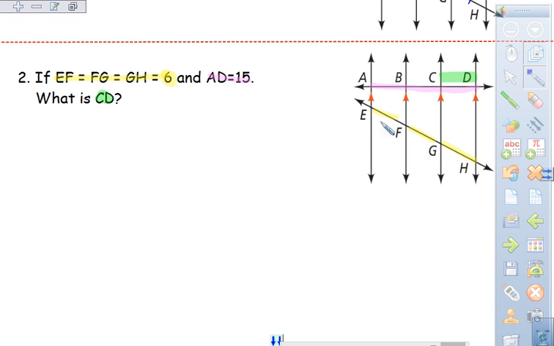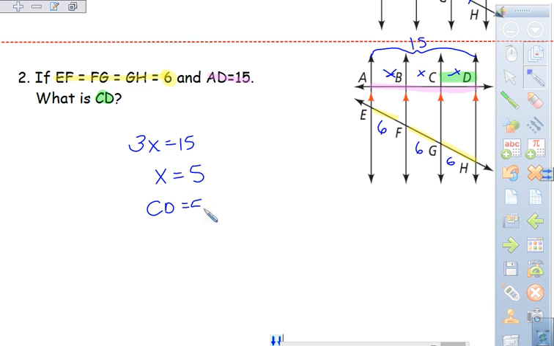On the bottom, each of these yellow pieces is 6. We're trying to figure out what this green piece is, and we know that from here to here is 15. Well, I'll call this X, X, and X. They all have to be the same because of the consistencies in the yellow. So my equation is 3x has to add up to 15. So each length would have to be 5. So CD is equal to 5.